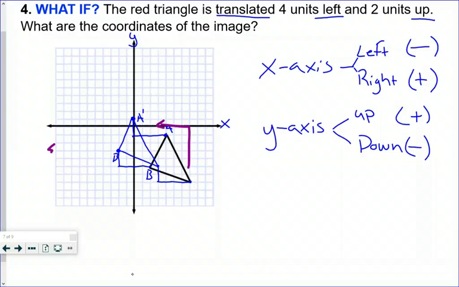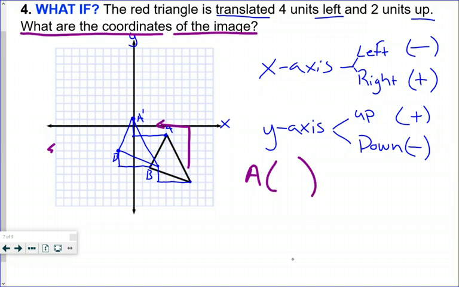Now, another way of looking at this would be to just take the coordinates and write the coordinates, because the final question here is, what are the coordinates for the image? If it's asking us that, then we have to write the new coordinates. So the new coordinate would be A, and then all we would write is the coordinate of the x and y. In this case, our x would be 0, and our y is going to be 1.